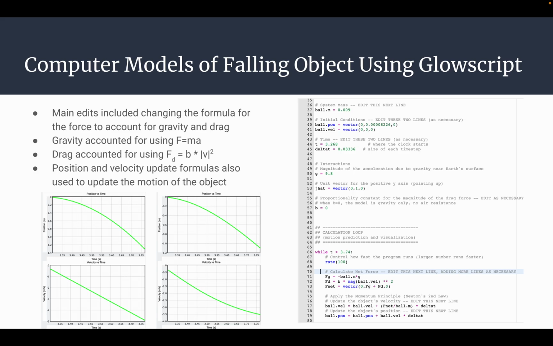So the gravity was using Newton's second law, where the mass of the ball times negative g was the force of gravity, and the force of drag was given by b, which is the constant including several factors, times the square of the speed of the ball, or the magnitude of the velocity. And the position and velocity update formulas were also used down in lines 77 and 79 to update the position of the ball throughout the simulation.